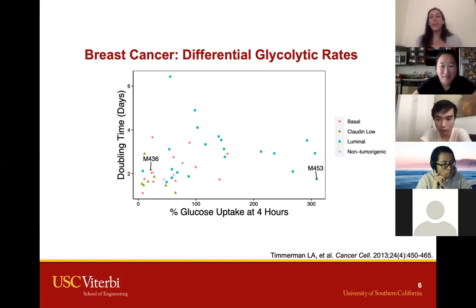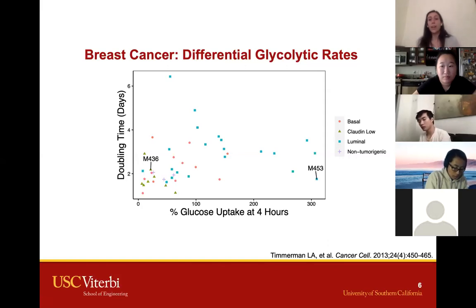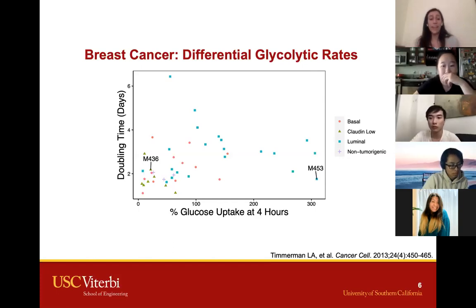What you'll notice is that looking at all these breast cell lines, they have very drastically different rates of consuming glucose. On the x-axis, we have their glucose or sugar uptake, and it's all over the spectrum. On the y-axis, we have the time for the population to double, or basically the growth rate. And what you'll notice is these dots are kind of randomly scattered. So the varying glucose uptake is not correlated with the growth rate. It's unrelated. So this is interesting to us.